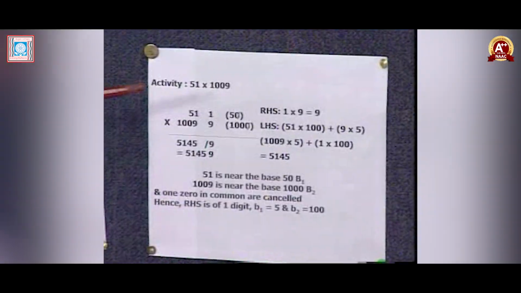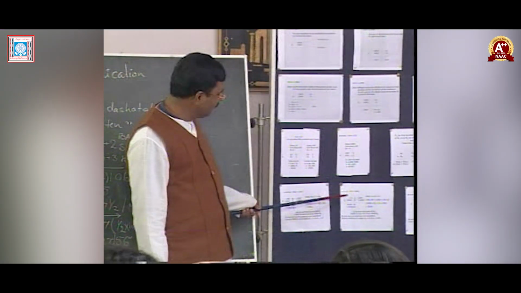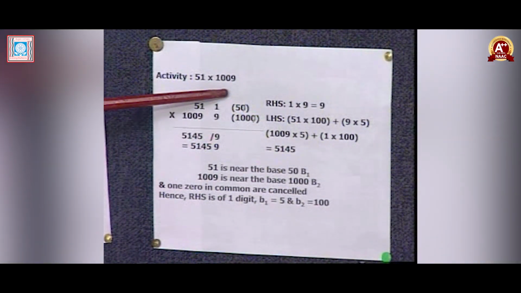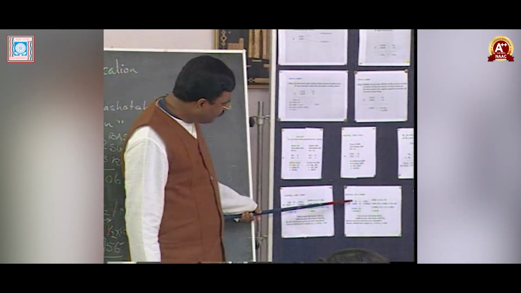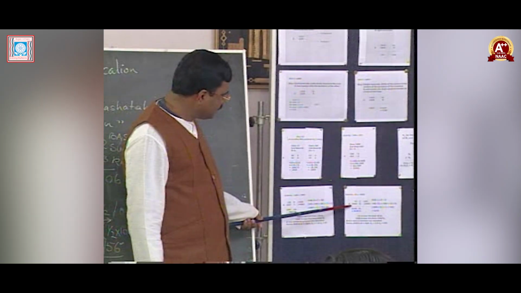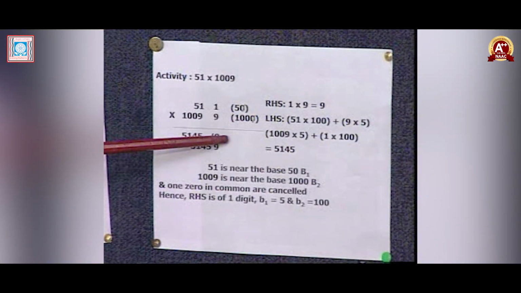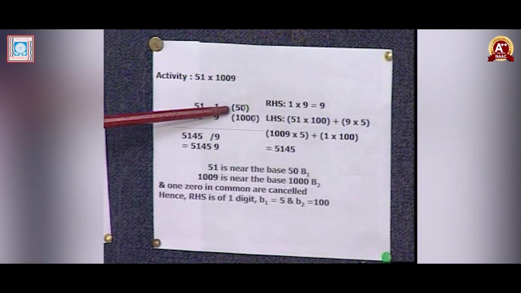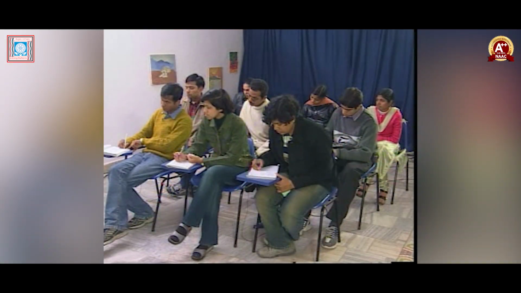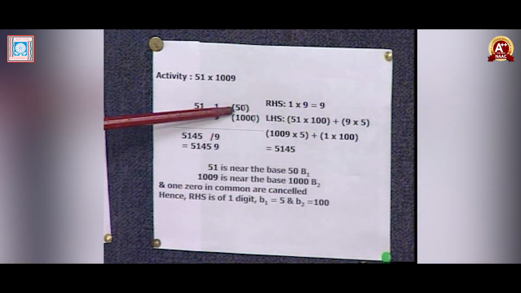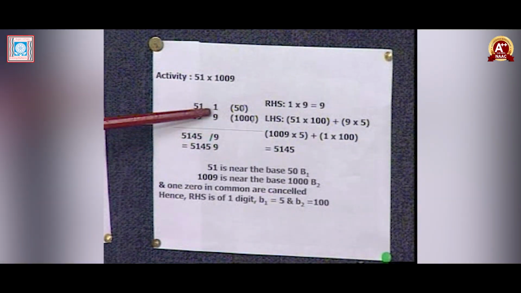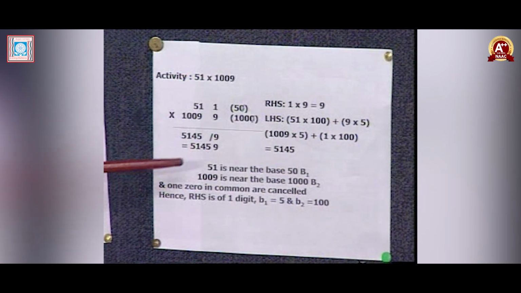See here, this is a very important and very interesting number. 51 multiplied by 1009. 51 is near to 50, but 1009 is near to 1000. Write 50 as a base, and 1000 as the base. Cancel the number of zeros in the smaller number. Here it is one zero, so cancel one zero in the 1000. You will get 5 to 100.